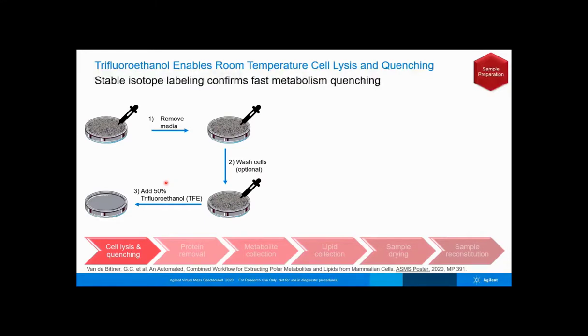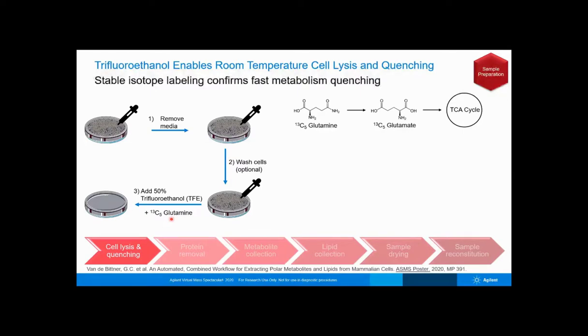In this case, room temperature 50% trifluoroethanol in water. The cells are mixed with this solution to expedite the metabolism quenching process. So, how do we know that metabolism is actually quenched? We can add a carbon-13 labeled metabolite, like ubiquitously labeled carbon-13 glutamine, to the quenching buffer and monitor its conversion to downstream metabolites by cellular enzymes.